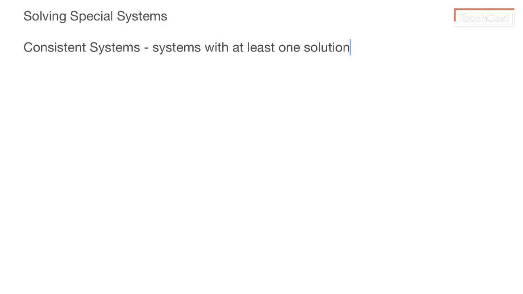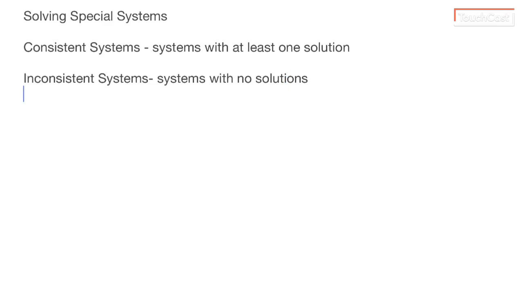First, before we get into any examples, I want to define a couple words for you. We have what are called consistent systems, which are systems with at least one solution. And then we have inconsistent systems, which are systems with no solutions.